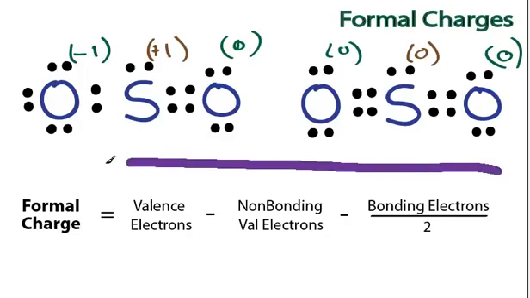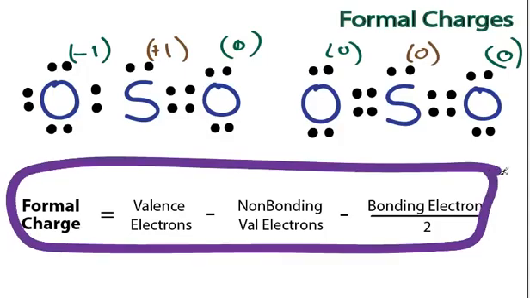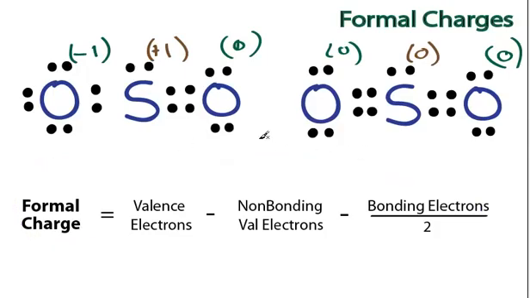You've got your equation for figuring out formal charges. You can calculate them for each atom and then compare different structures. It's a little bit confusing at first, but with practice, it gets pretty easy.